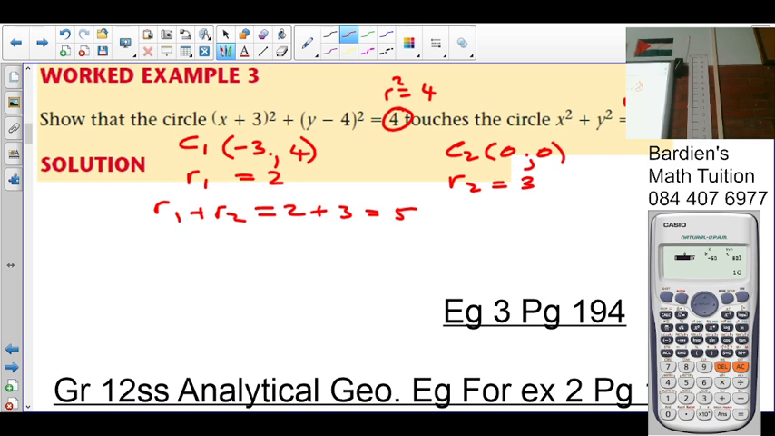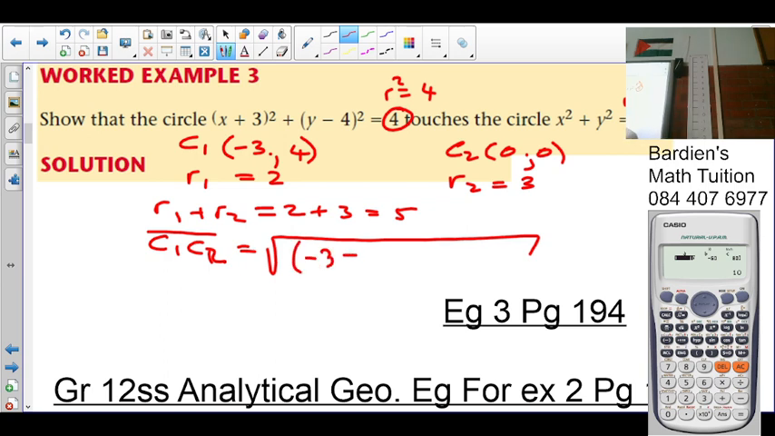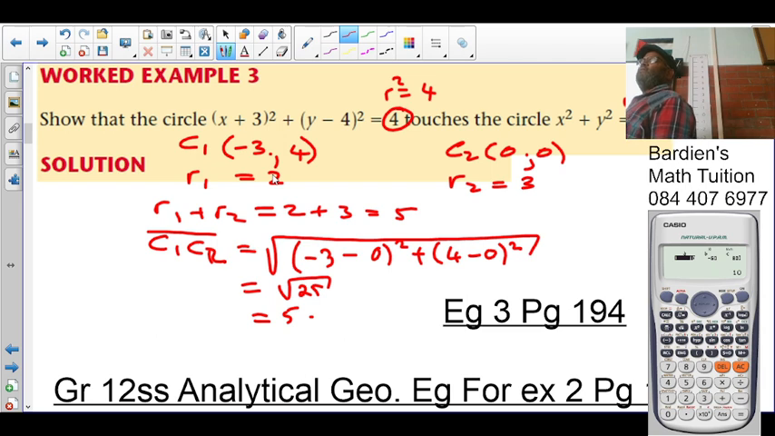Now we're going to work out the distance between the two centers. We put a bar on top to say distance, okay? And how are we going to calculate the distance? Using the distance formula. So I'm going to say (negative 3 minus 0) squared plus (4 minus 0) squared. That gives me an answer of the square root of 25. The square root of 25 is 5.